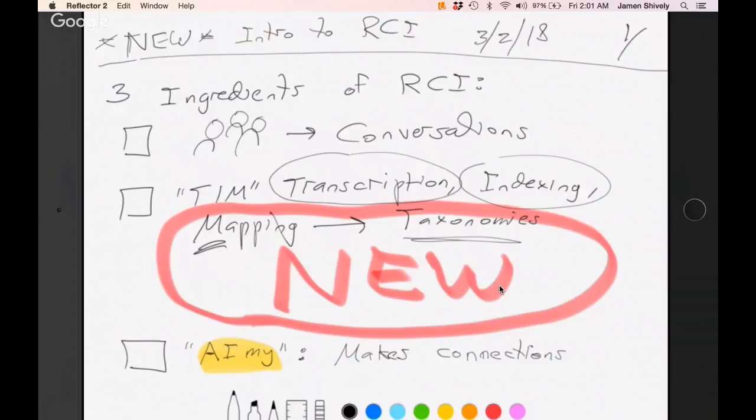Is that fair? Totally. Okay. All right. So AIMY makes connections. What kind of connections?